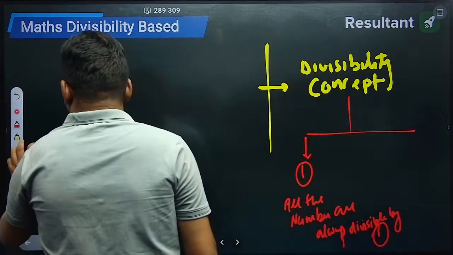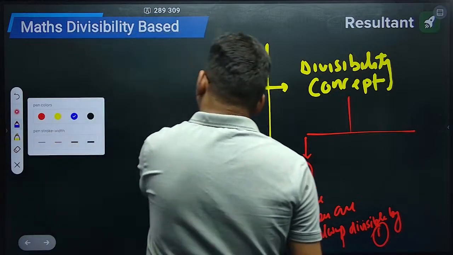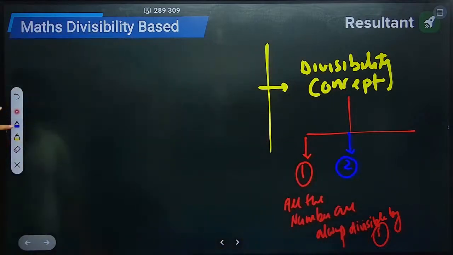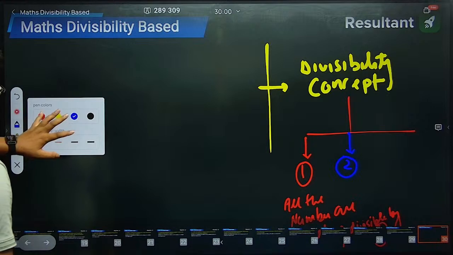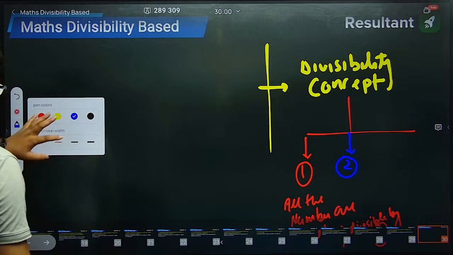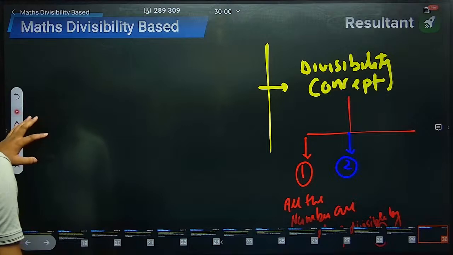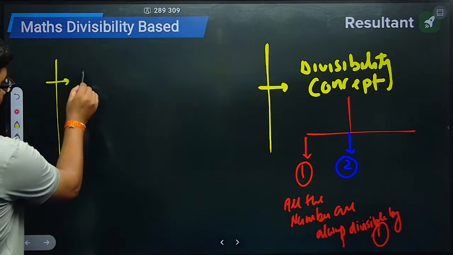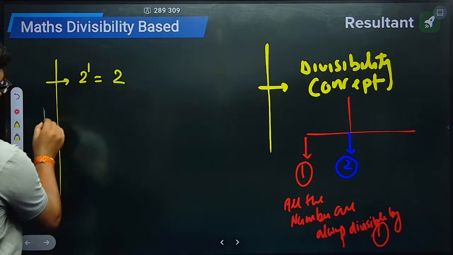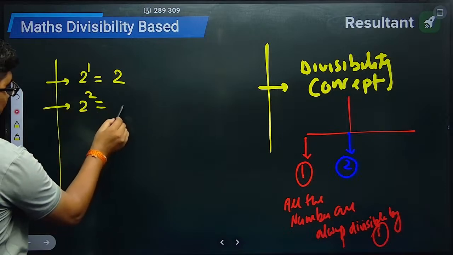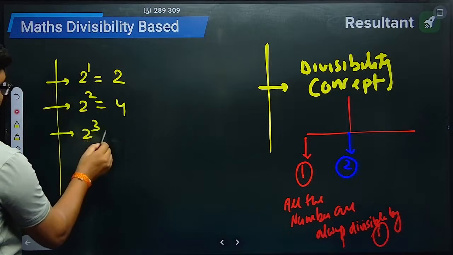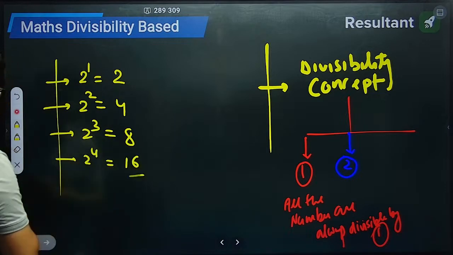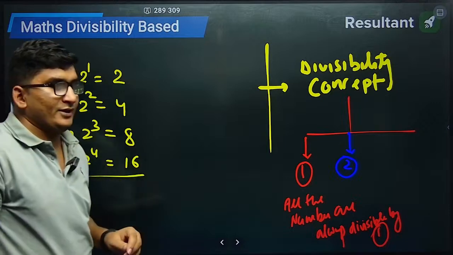Now divisibility of 2. We will discuss such divisibilities based on the concept of powers of 2. What is 2 to the power 1? That is 2. What will be 2 to the power 2? That is 4. What will be 2 to the power 3? That is 8. What will be 2 to the power 4? That will be 16. So we will study such divisibility in one go.